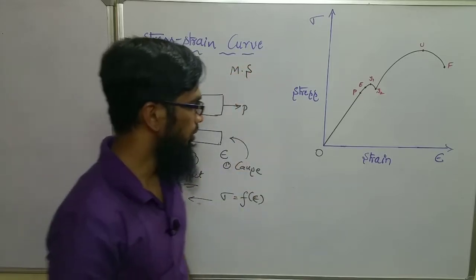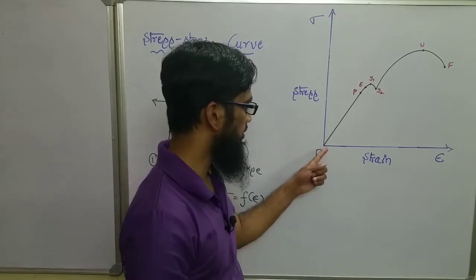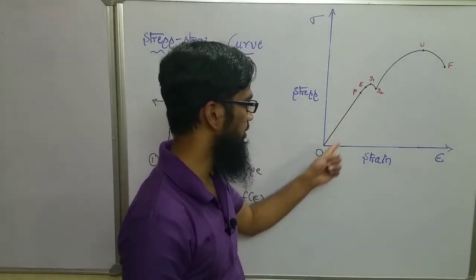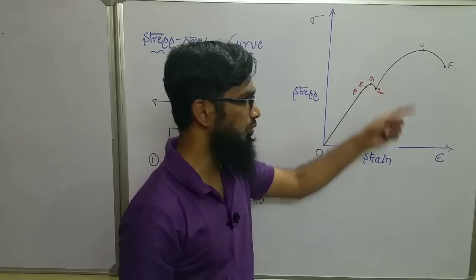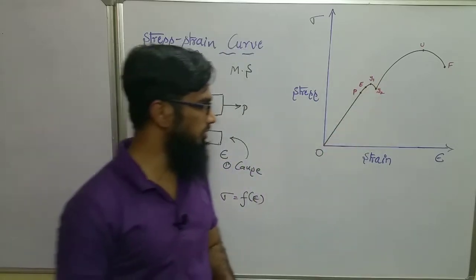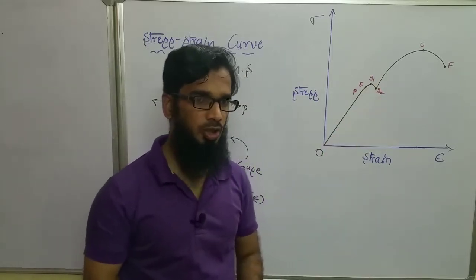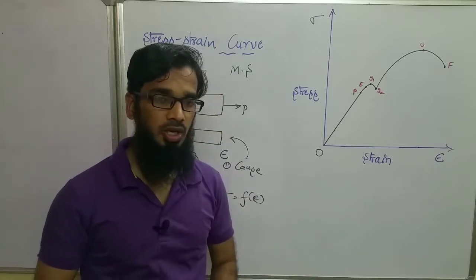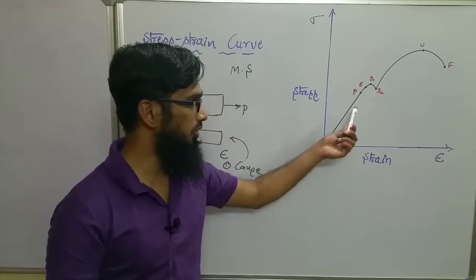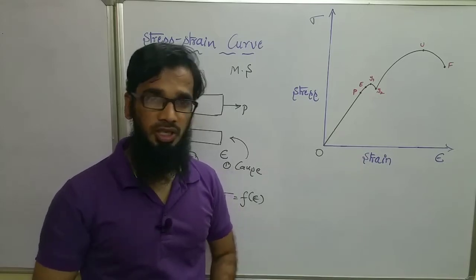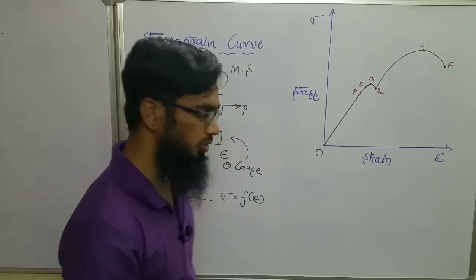Now you can see these are the points represented here: O, P, E, Y1, Y2, U and F. In this graph we'll analyze how it comes about, what the salient points are, and what the condition of the material is at each and every point.